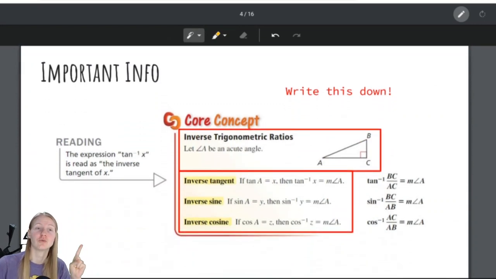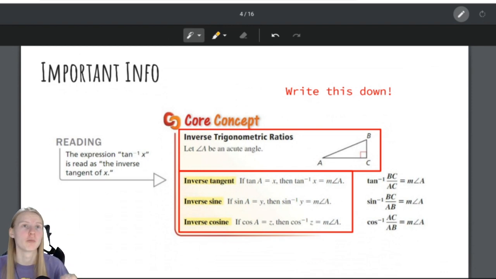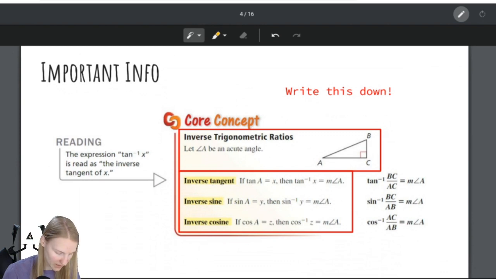So you will write this down. You will pause the video and write this down. This is the most important thing that you take away from today. Everything else you should already know by now. And if you don't, go back and watch those videos before watching this one. These are the inverse trigonometric ratios. So basically it's this part.